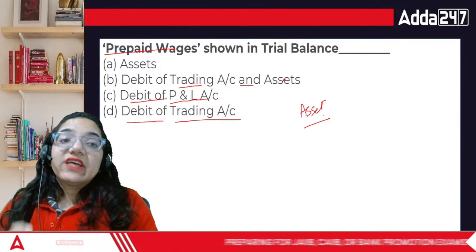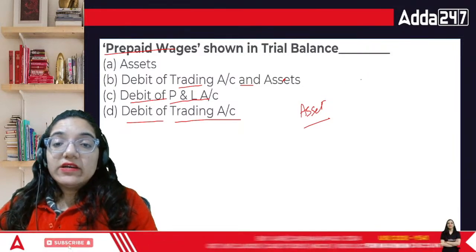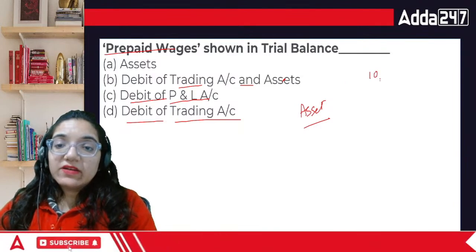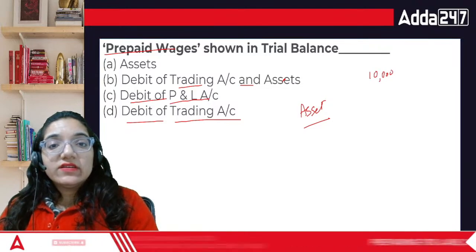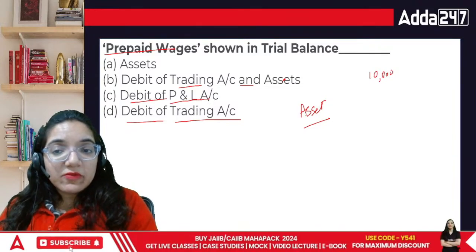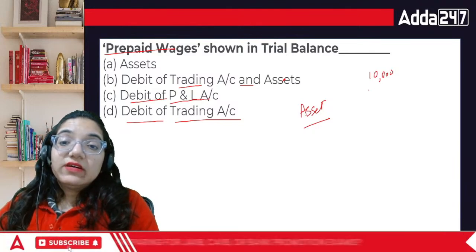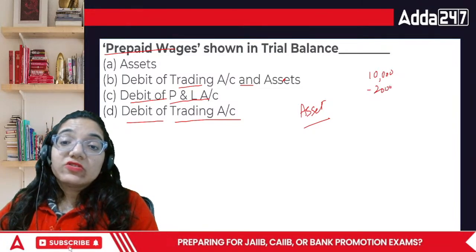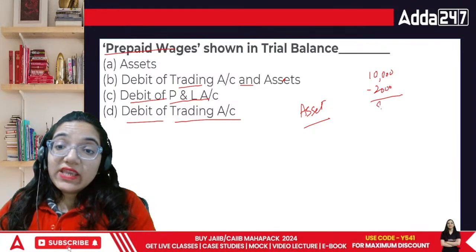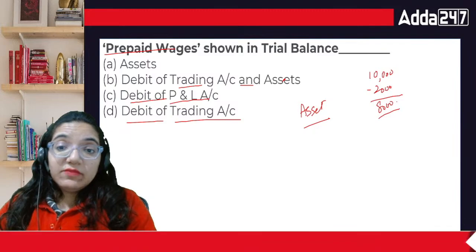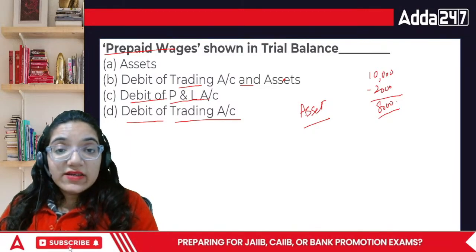Prepaid wages means wages which have been paid in advance. That means earlier when I was saying, hi, I paid 10,000 rupees in terms of wages in the entire year, then someone would correct me and say that the amount of 2,000 belongs to next year. I'll say, oh, you are correct. 8,000 belongs to this year, but the remaining goes to the asset side. Got the idea?